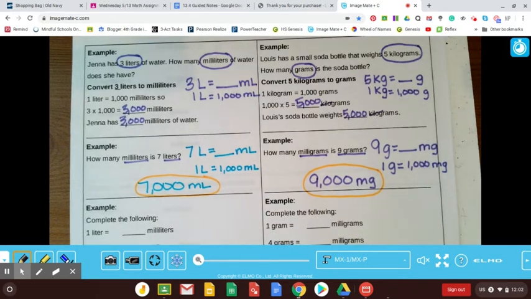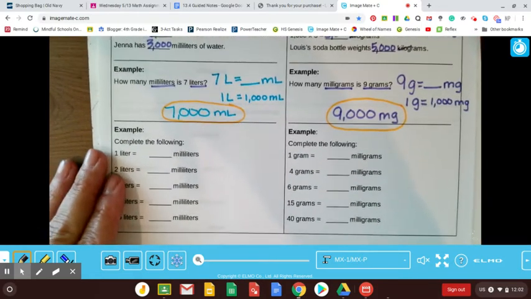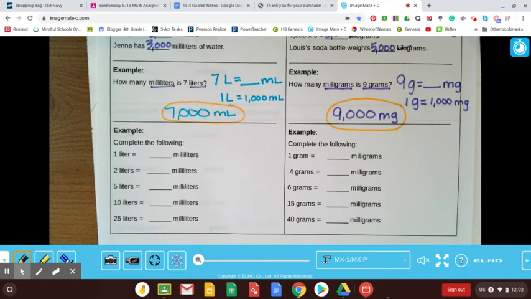All right, you should be copying these down, making sure your notes are all filled out. If you don't have it, print it, and try to write down as much as you can.